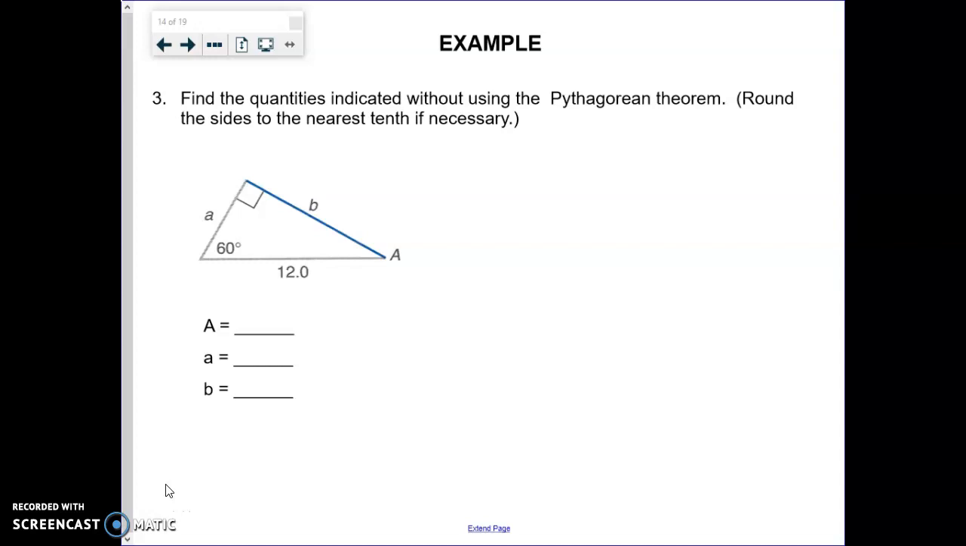All right, ladies and gentlemen, let's look at some examples. Now, when you do these, the directions will tell you to use the quantities indicated without the Pythagorean theorem, which basically means if you're not allowed to use the Pythagorean theorem, then it's one of our three special types of triangles, either a 45-45-90, a 30-60-90, or a 3-4-5. And that's really the first thing you've got to figure out, is what type of triangle it is.